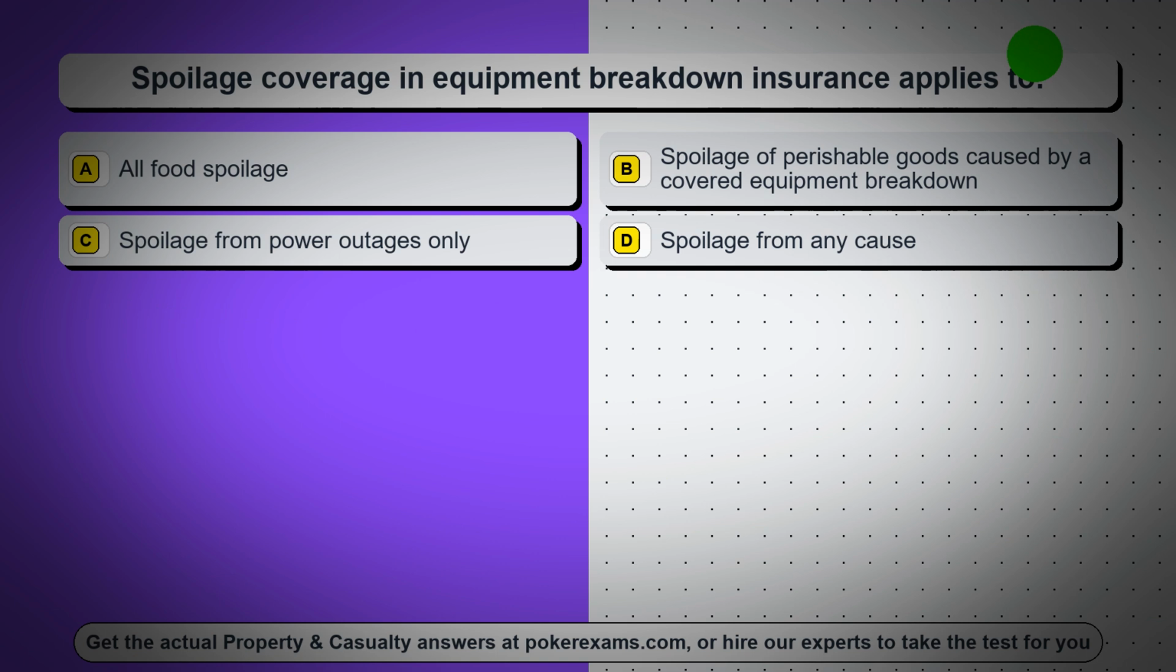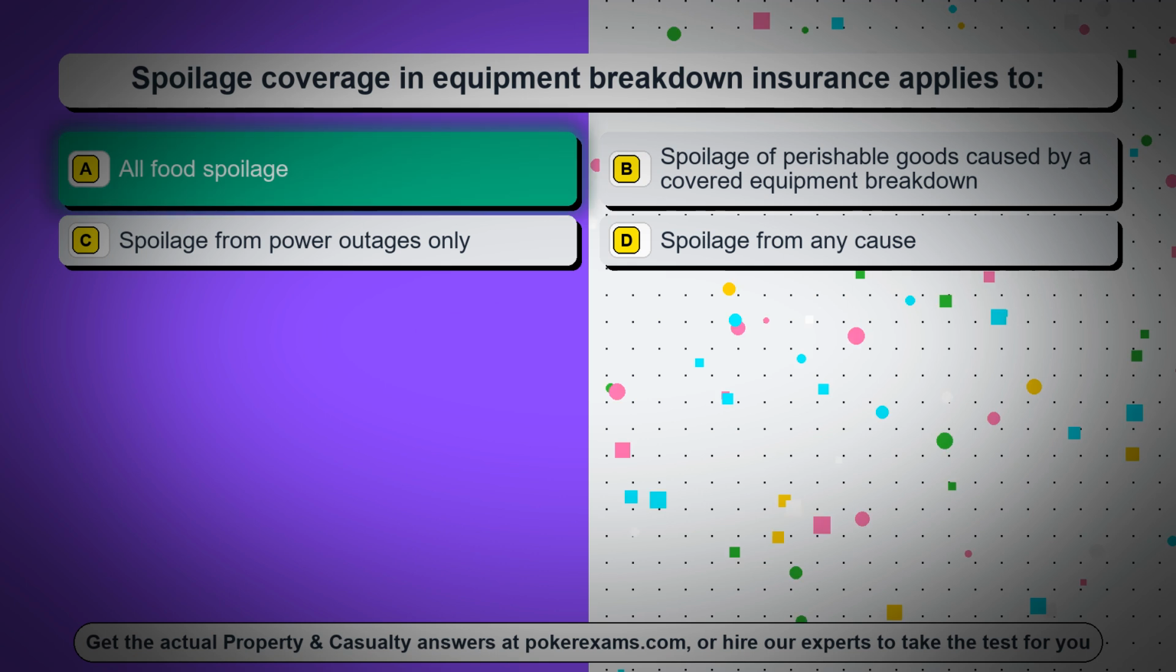Question 57. Spoilage coverage and equipment breakdown insurance applies to, option A, all food spoilage. Option B, spoilage of perishable goods caused by a covered equipment breakdown. Option C, spoilage from power outages only. Option D, spoilage from any cause. The correct answer is option A, all food spoilage.